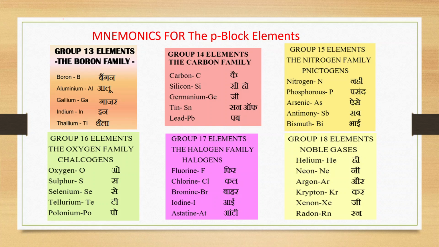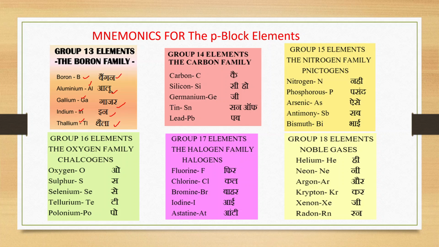Mnemonics for the p block elements. These are some shortcut methods. How can we remember these p block elements? Actually, we already discussed these in the classification of elements when we discussed the block classification. Just for revision, you can again memorize these. Group 13 elements: boron, aluminium, gallium, indium, thallium. They can be remembered like this: bengan, alu, gajar, in, thela.